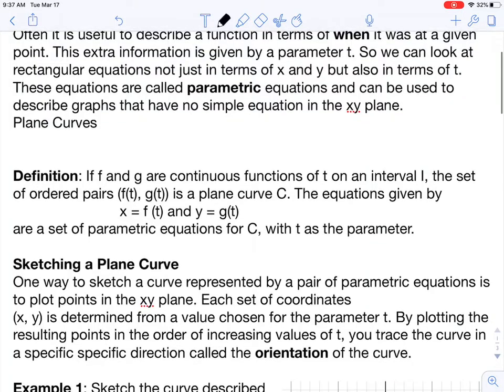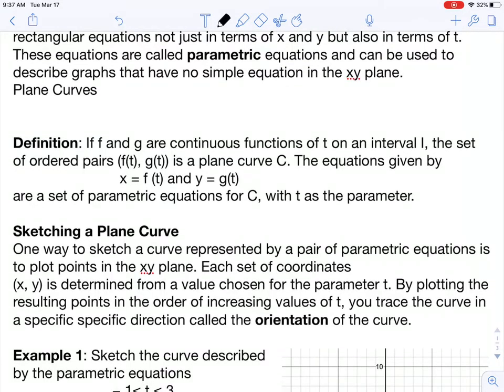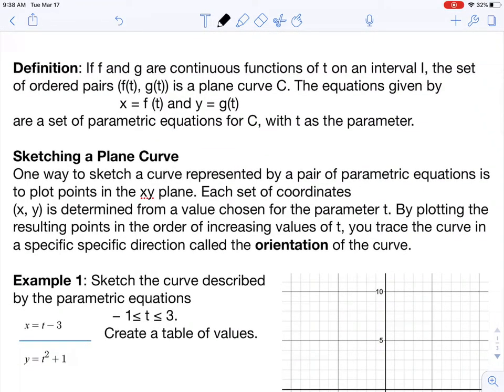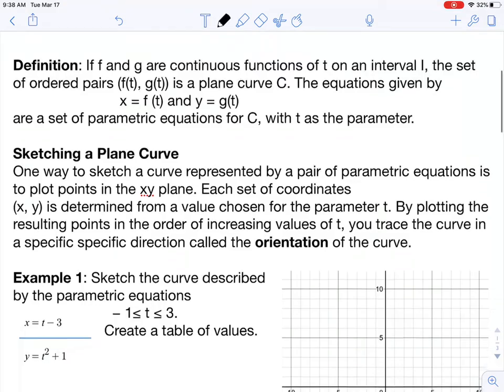So our definition: if f and g are continuous on t, the set of ordered pairs f of t, g of t makes a plane curve C. The equations x equals f of t and y equals g of t are a set of parametric equations for the curve C with t as the parameter, which sounds awfully scary, but it's not. It's just taking one equation and breaking it into two.